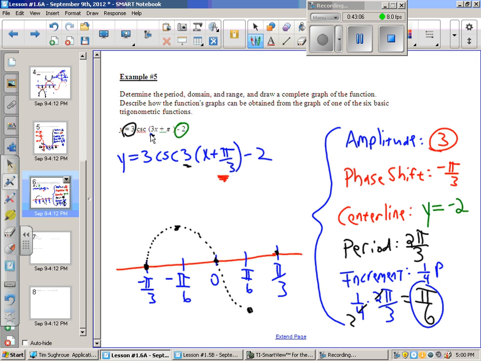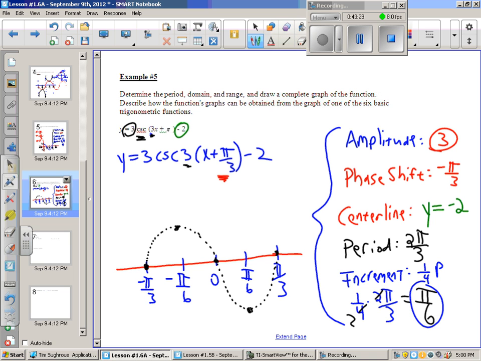Do not make it solid. If you make it solid, it makes it look as if it is part of the actual graph, and it is not. It is a reference. If this problem said SIN instead of CSC right here, the dotted picture would be the actual picture. That's the only difference. That's how closely related they are.